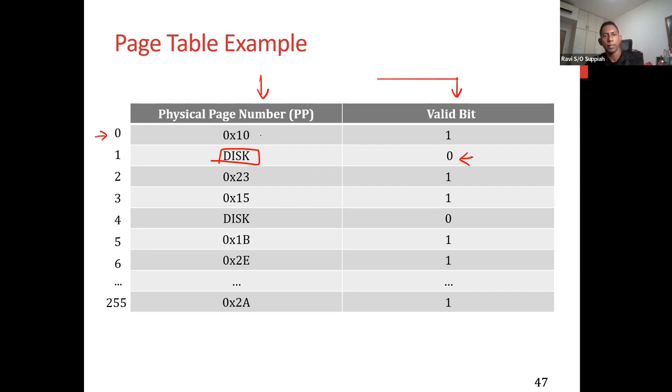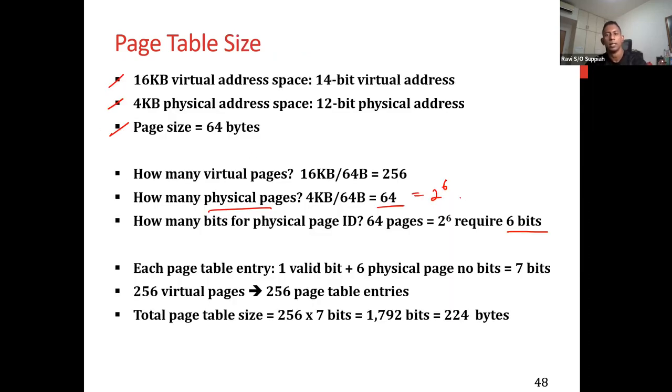All right, so the physical page number depends on the number of bits that I need to represent the page number. In our case, I need 6 bits to represent the physical page number. At the same time, I need one more bit to say whether it's valid or not. So that means I need a total of 7 bits for each page table entry.